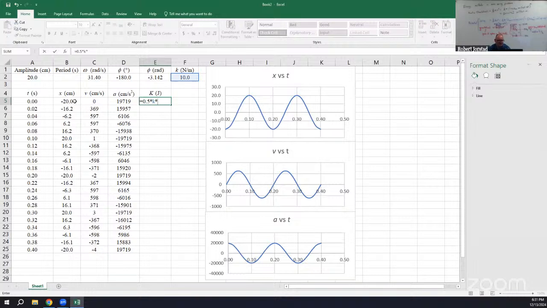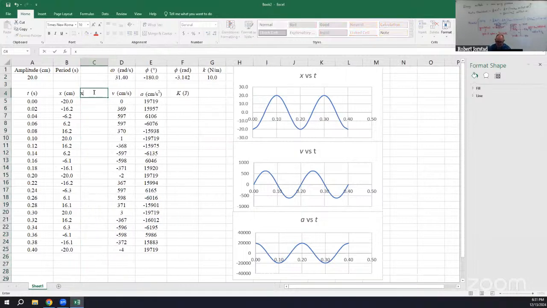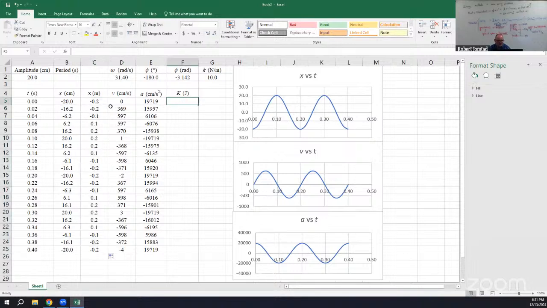Oh, crap, the units. You know what I'm going to do? I'm going to insert a column. I better watch out for the right units. Equals this divided by 100, right? And I can fill that down. And so now, I can't use centimeters and newtons per meter to get joules. I got to use meters. All right. So now this is equal to 0.5 star K times X, right?